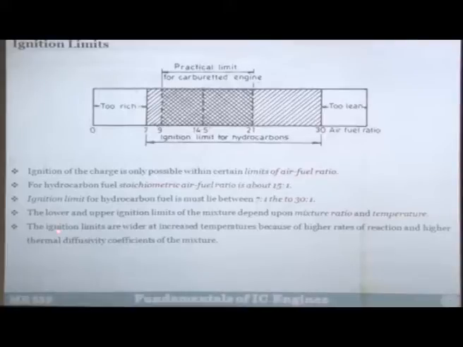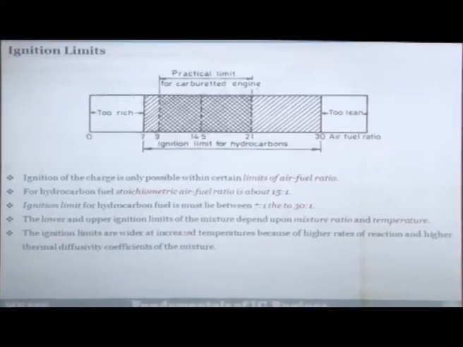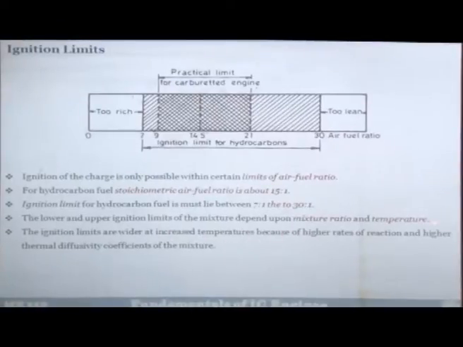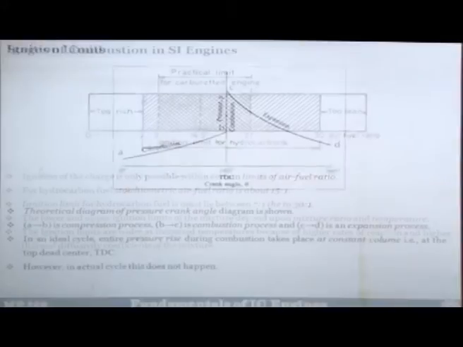Okay. So, this depends on so many factors. The ignition limits are wider at increased temperature because of the higher rates of reaction and higher thermal diffusivity coefficients of the mixture. The fuel will mix very well and interact very well at higher temperature with the air.